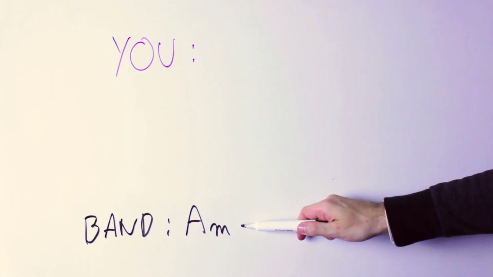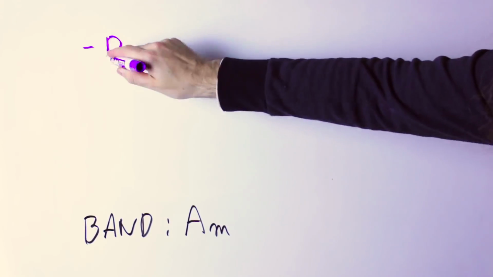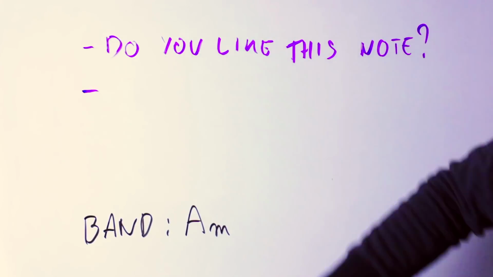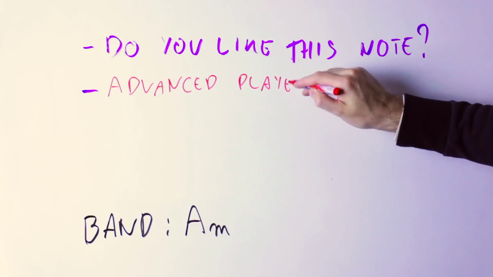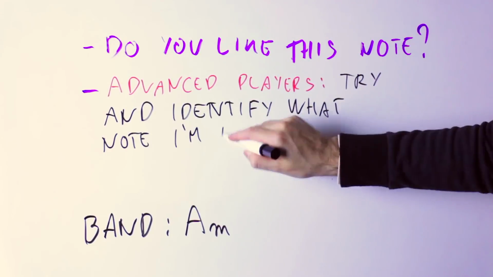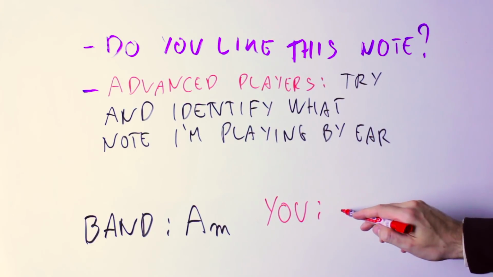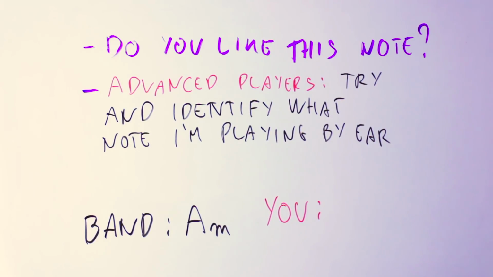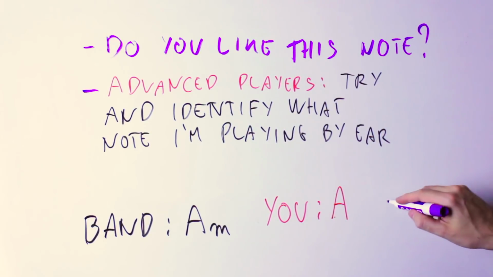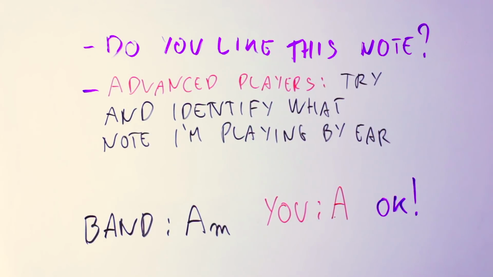So here I have an A minor chord in my looper pedal, and I'm simply going to play random notes over this chord, and then I want you guys to decide if you like those notes or not. So for instance, do you like this one? Well, it sounds good over the chord. Well, after all, it's the A note, it should sound good over the A minor chord, but you don't know that because you don't know any theory.